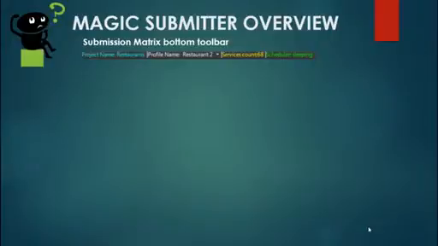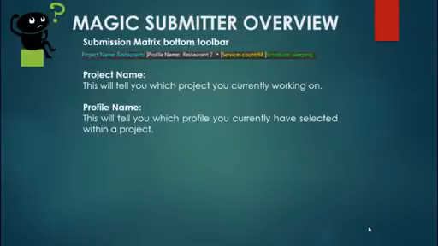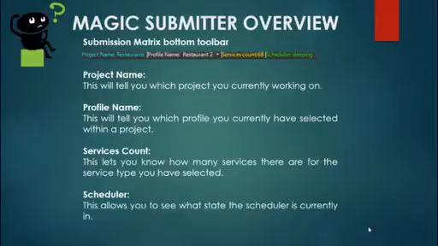At the bottom of the submission matrix, you'll see the submission matrix bottom toolbar. Here we can see in blue, the project name is restaurants, the profile name is restaurants 2, the services count is 68, and the scheduler is sleeping. The project name tells you which projects you're currently working on, and the profile name will tell you which profile you currently have selected within a project. The services count lets you know how many services there are for the service type you've selected, and the scheduler allows you to see what state the scheduler is currently in.